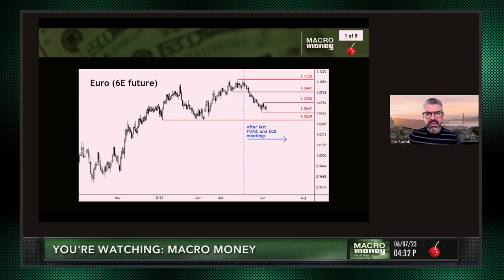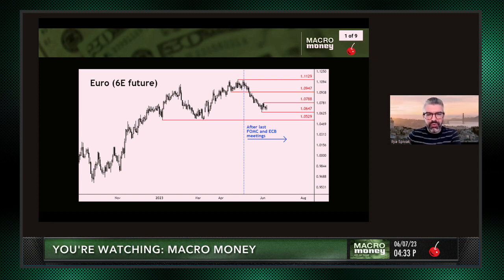So this is the 6E future here. You can see that the vertical line there marks May the 4th. That's after the Fed policy announcement, which occurred on May the 3rd, and the ECB policy announcement that occurred on May the 4th. So everything after the last time that we heard from both central banks has looked like a very orderly euro decline.